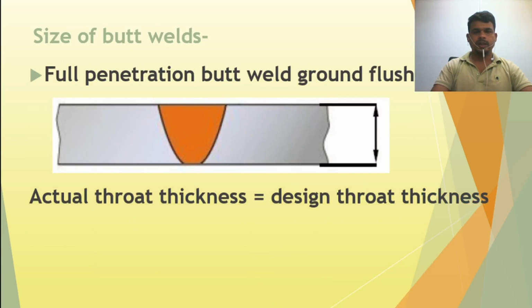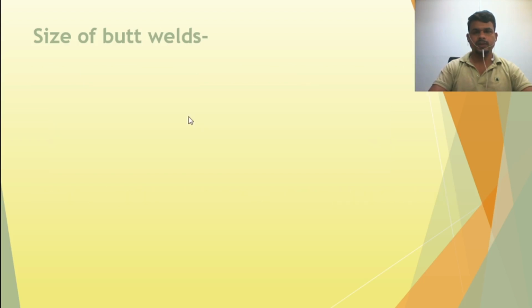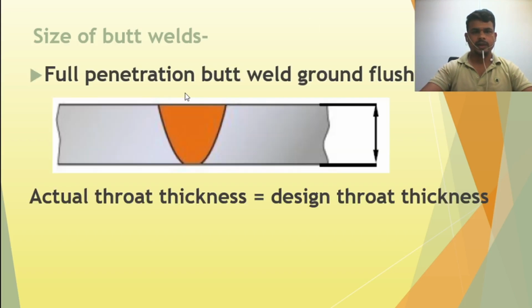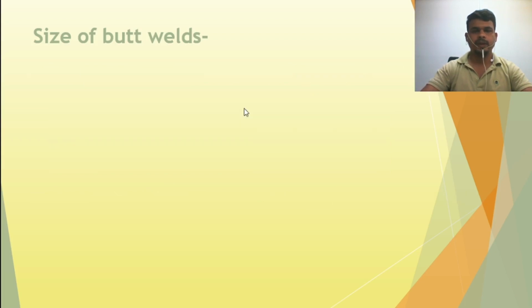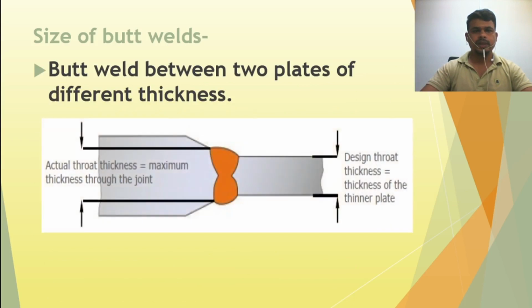Another picture, this is for the full penetration but flush ground. So this is the actual throat thickness. I show you again, this is a full penetration butt weld ground flush. So the actual throat thickness is the design throat thickness. This is the actual throat thickness for a ground flush butt joint. So let's see the next picture.